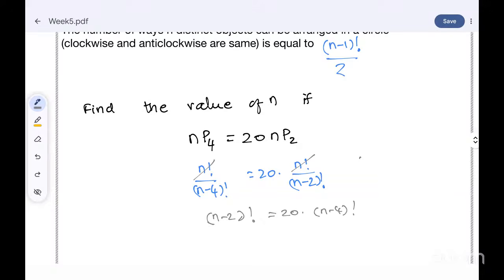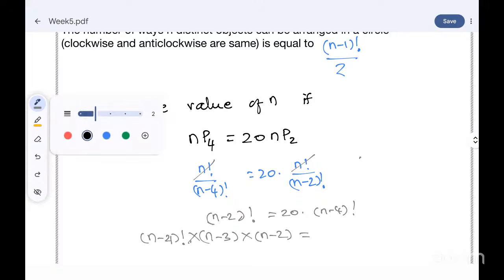Now, how can you write (n minus 2) factorial in terms of (n minus 4) factorial? We can write (n minus 2) into (n minus 3) into (n minus 4) factorial. You understand what's going on here? Suppose you are having 5 factorial on this side, and on this side you are having 3 factorial. How will you compare them?